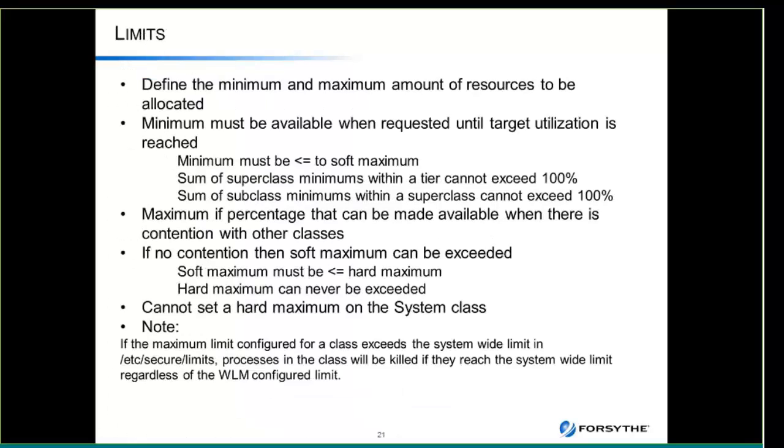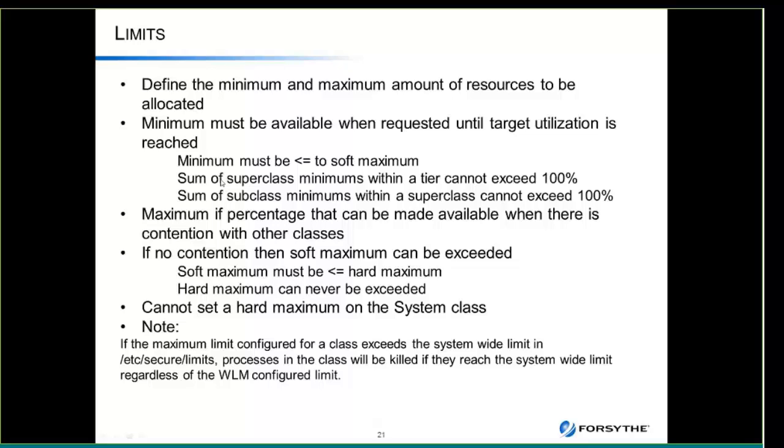And limits are used to define minimum, soft maximum, and hard maximum for the resources. The minimum is what has to be available when requested, and typically you'll see, I think it's the system class, always has 1% for CPU. So there's some rules around minimums.